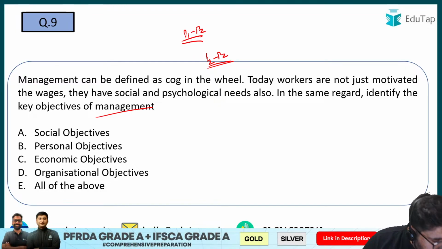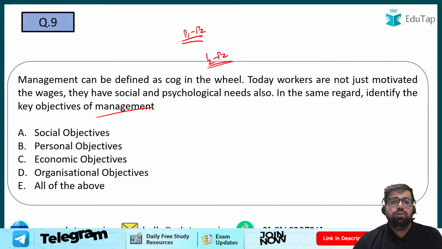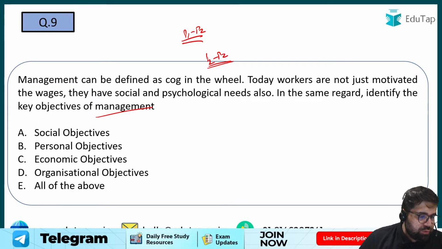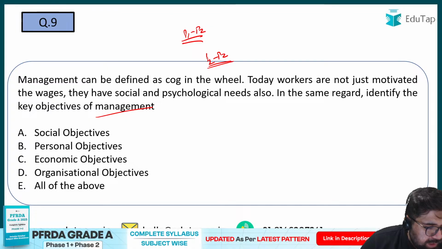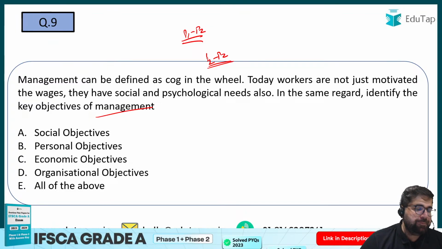Yes, very good, Saima. Question number 9. And in question number 8, I can see Harshal was also correct. Prachi has given D, but your answer will be E.